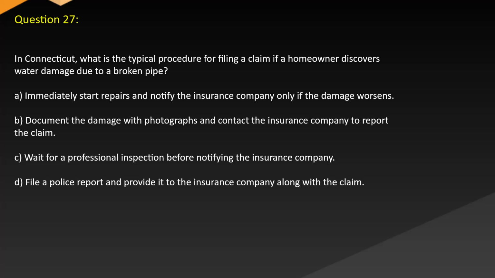Question 27. In Connecticut, what is the typical procedure for filing a claim if a homeowner discovers water damage due to a broken pipe? A. They immediately start repairs and notify the insurance company only if the damage worsens. B. Document the damage with photographs and contact the insurance company to report the claim. C. Wait for a professional inspection before notifying the insurance company. D. File a police report and provide it to the insurance company along with the claim.